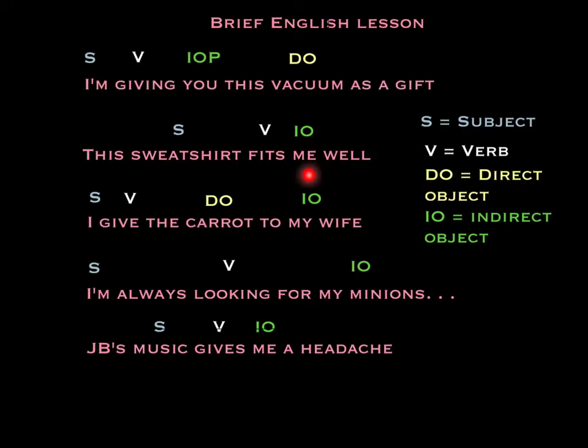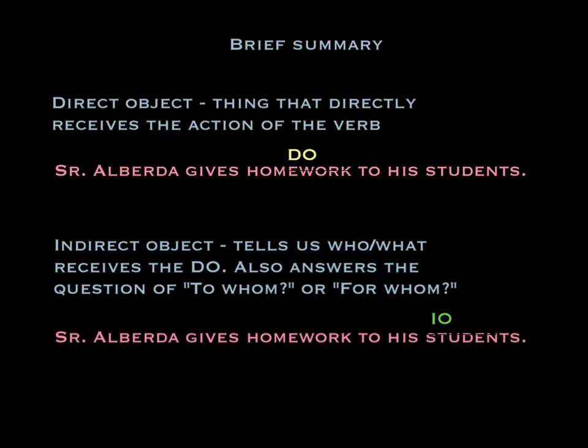Okay, so those are some English examples and a brief reminder of some things that you've likely already learned in English. And we're going to apply those things into Spanish very soon. So just a quick summary here, and you may want to pause the video so you can write these things down after I'm done speaking. But the direct object is the thing that directly receives the action of the verb. In the sentence, Senor Alberta gives homework to his students, the direct object receiving the action of giving is homework. So that's our direct object. You want to jot that down.